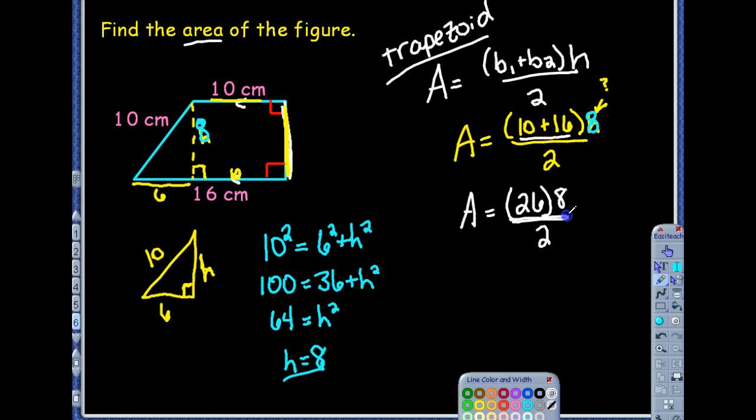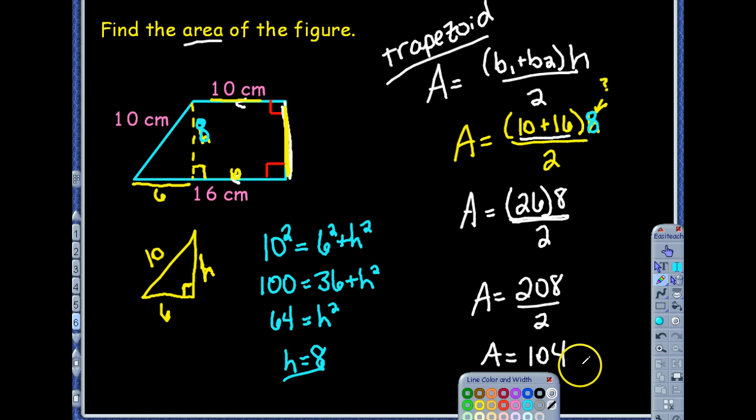And 26 times 8, let's see. And you could also, guys, do 26 divided by 2. Sure you could. Or you could do 8 divided by 2 and then multiply by 26. It's up to you. So if we do 208 divided by 2, that's going to leave us with an area of 104. Now, this one we didn't have to worry about rounding anything.